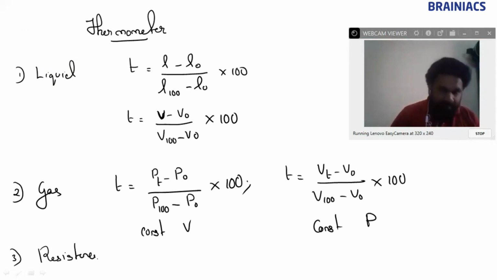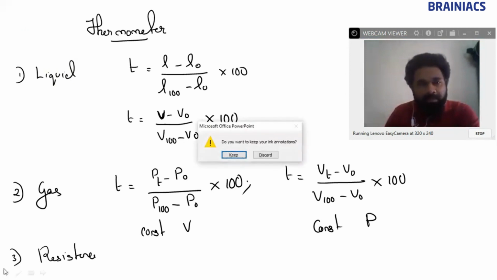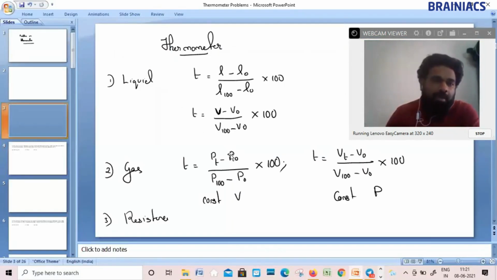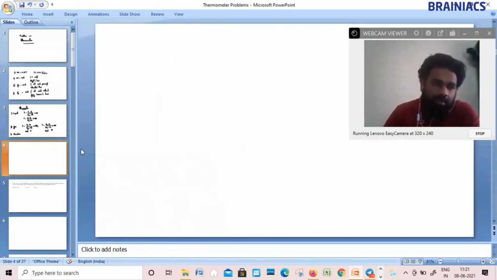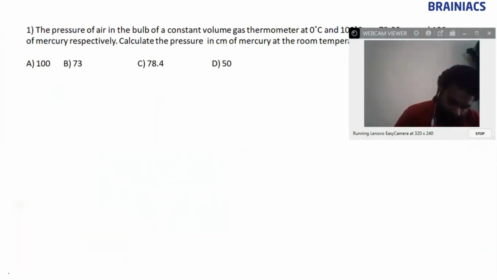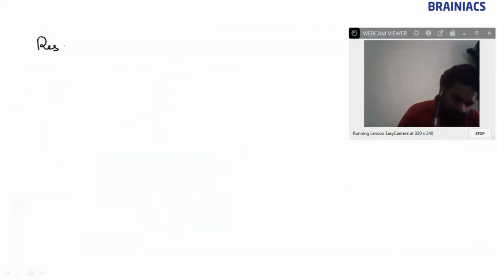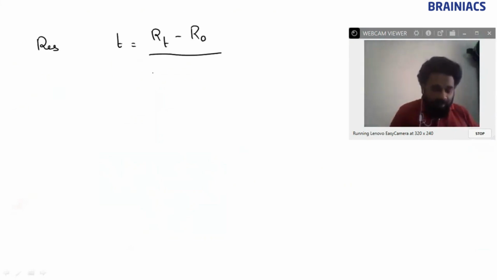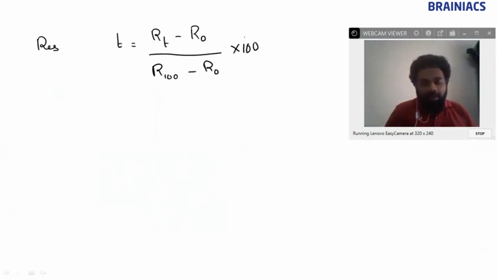In resistance thermometer, let us take an extra page. In resistance thermometer, we have the resistance at that particular temperature. So what happens? T is equal to the resistance we are able to measure at that particular temperature minus resistance at 0, divided by resistance at 100 minus resistance at 0, into 100. Okay, so these two cases are there.